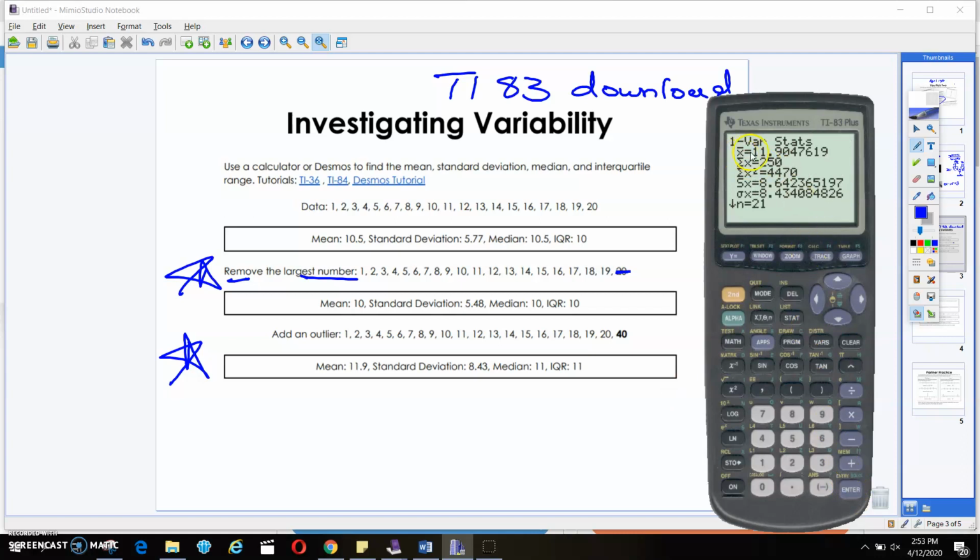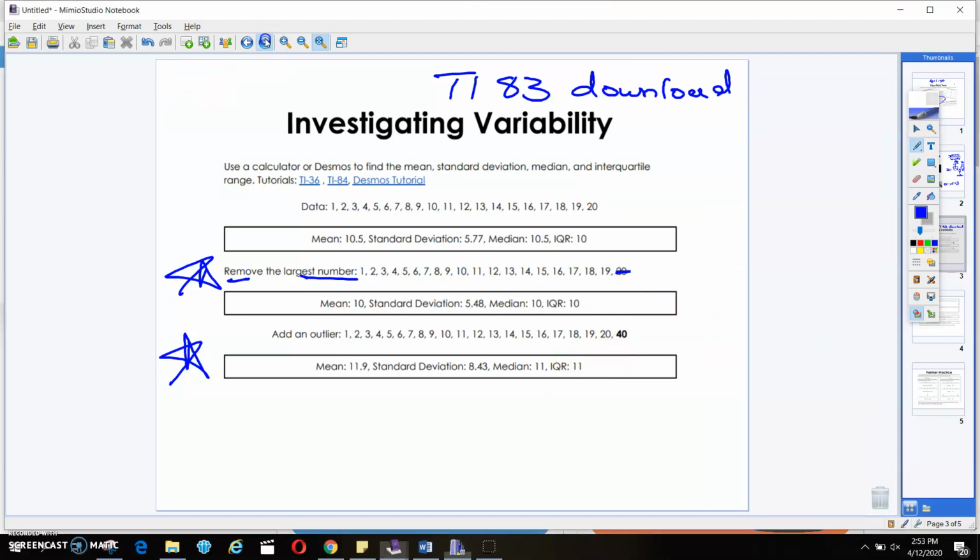And so this will give me an average of 11.9 and a standard deviation of 8.43, a median of 11, and an interquartile range of 16.5 minus 5.5, which is going to be 11. Okay, so that's how you do it through a TI-83 calculator.